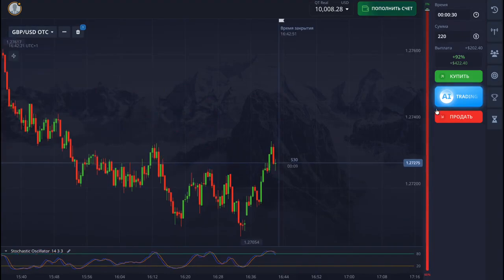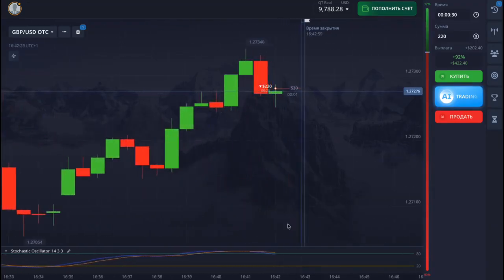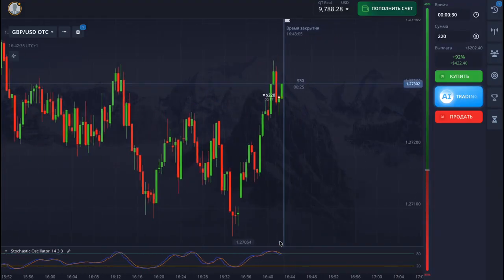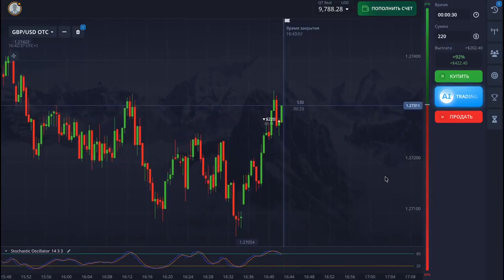So for example, look, we'll take 30 seconds to go down. GBP USD, 30 seconds down, and we're waiting for it to close. Why did I enter? Because the stochastic indicator shows us that the market has hit the upper level, a crossover has occurred, and the market is falling. And on this move, we should actually make a profit or we'll lose $220.